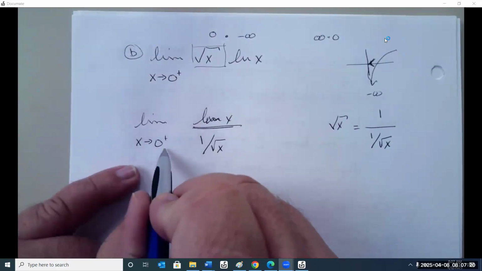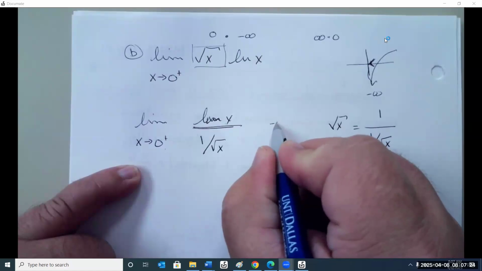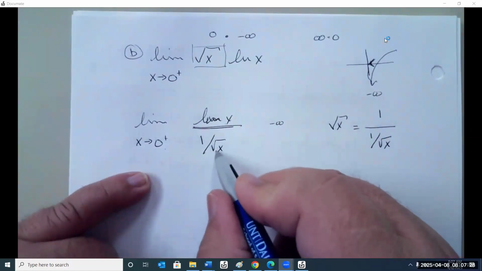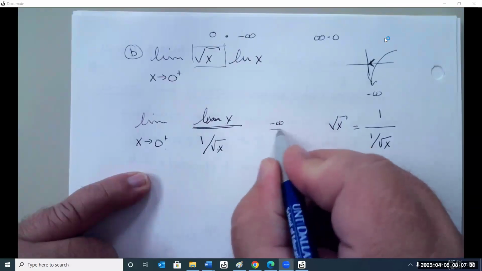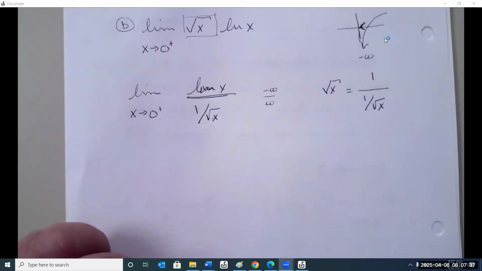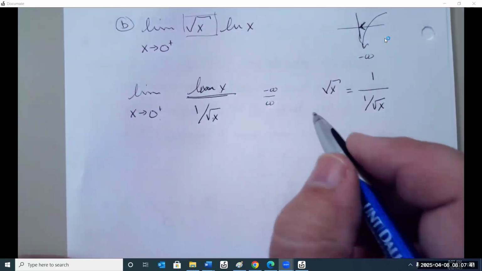So as x goes to 0, this top one goes to negative infinity. And the bottom one goes to, well, the bottom goes to 0 in the denominator, so it goes to infinity. So it goes to infinity over infinity. Because it's a limit function and it goes infinity over infinity, we can use L'Hopital's rule.